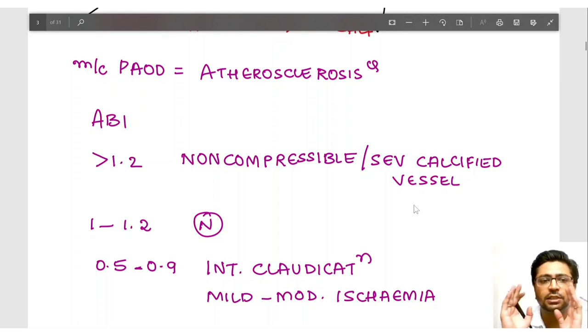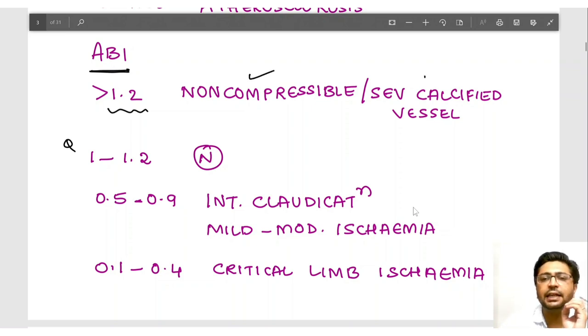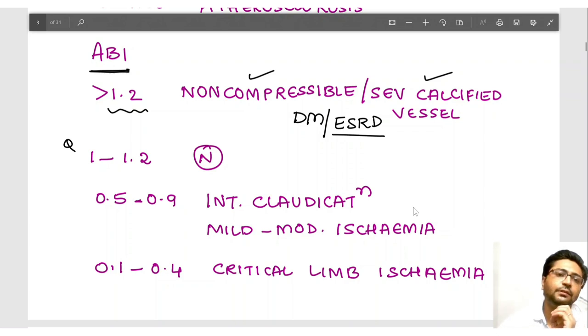It is atherosclerosis. There is something known as ankle brachial index. Ankle brachial index is very important. So the normal would be 1 to 1.2. If it is more than 1.2, it is a non-compressible and severely calcified vessel. You normally see this in diabetes mellitus and end-stage renal disease. So non-compressible, severely calcified vessel, ABI would be more than 1.2.